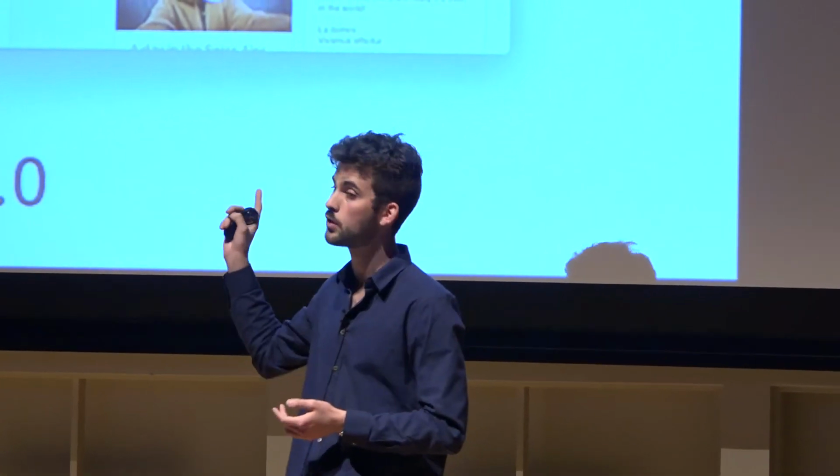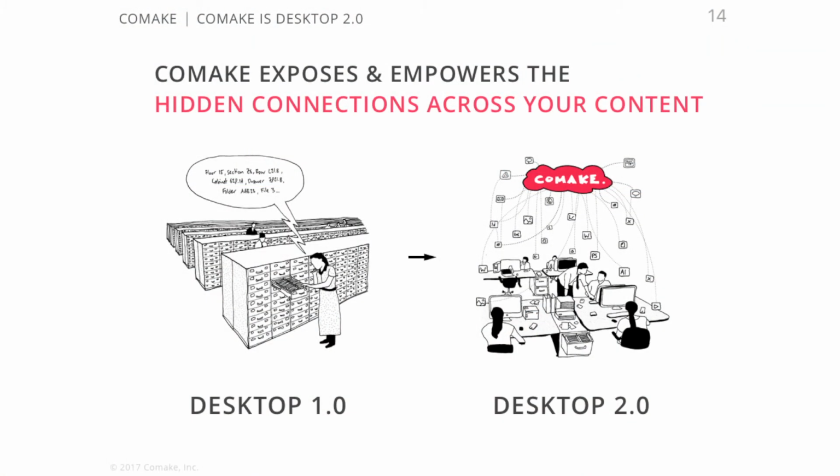This is Comake. This is working, by the way. This is just a screenshot, but we have an actual working platform. And we reveal the hidden connections that exist within your content, regardless of where your content is stored and regardless of how you interact with it, right? We're taking disconnected archives of information and files and turning it into connected networks, right? We're Desktop 2.0.